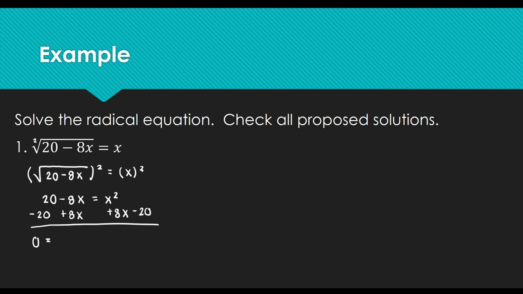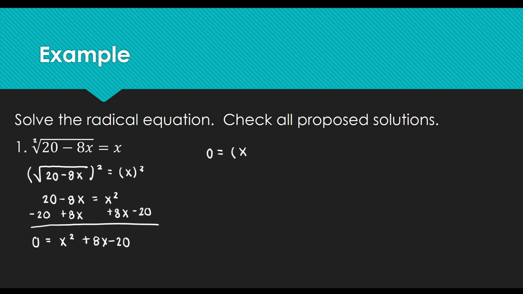So now I have 0 equals x squared plus 8x minus 20. And so we have another quadratic equation. Because I'm dealing with an x term, we can't do the square root method. But if we can find numbers that multiply to negative 20 but add to 8, well, then we can factor. And we actually can in this case.